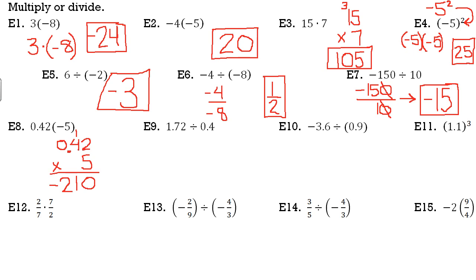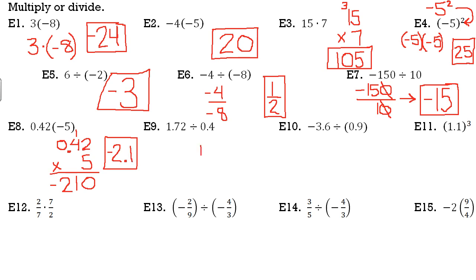Maybe not. We forgot the decimal. Because we had 2 decimal places right here, 1, 2, that means when we do our final answer, we need to make 2 decimal places in it as well, 1, 2. So that means the decimal is going to go in between the 2 and the 1. So that's going to put us at negative 2.1.